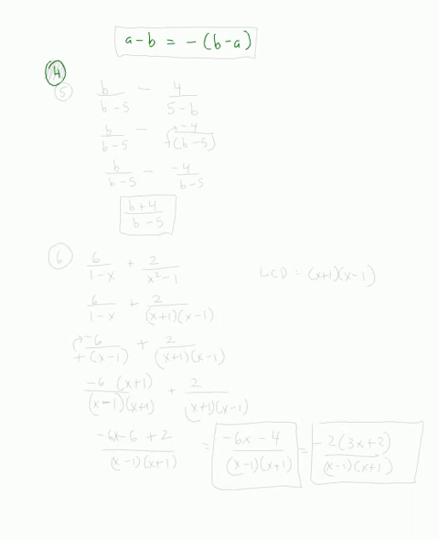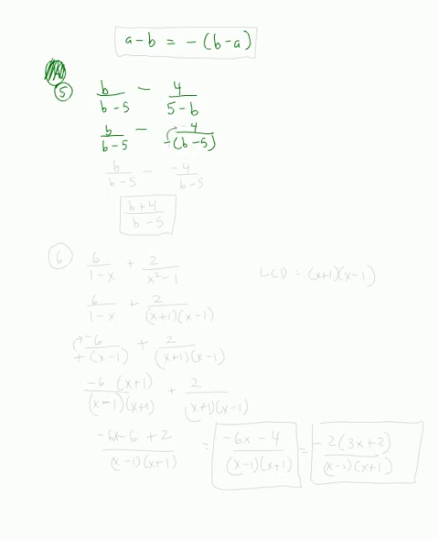Sorry, this is number 5. I apologize. We have b over b minus 5 minus 4 over 5 minus b. Now before we find the LCD, what I'm going to do is I'm going to rewrite this 5 minus b. This is actually negative b minus 5, isn't it? Now I did that because I want to have b minus 5 on both.